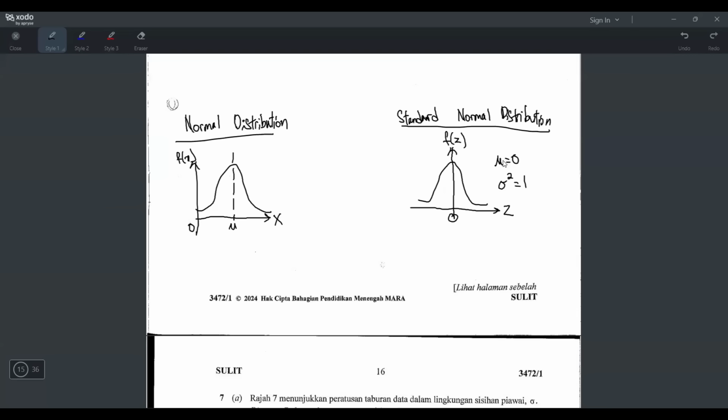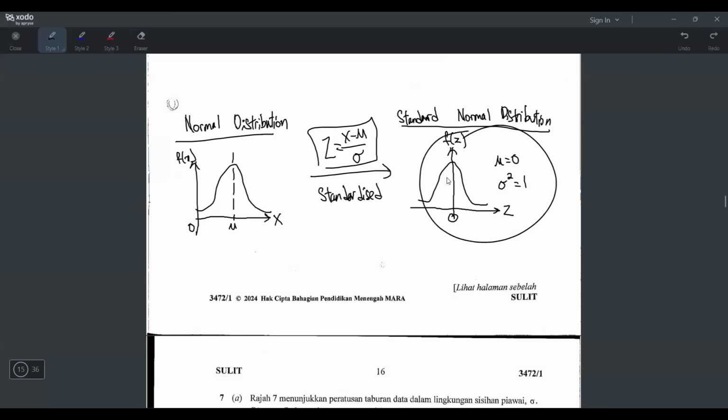So when you want to convert this to this, you will use this formula: z equals x minus mean over standard deviation, right? And the process is called standardizing. So when you convert an x value to a z value, you use this formula, and what happens is, when you standardize this, it will become like this.